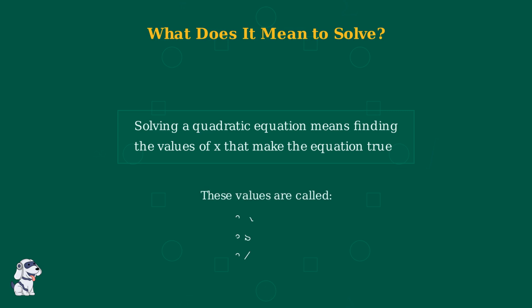These x values have several names. They can be called roots, solutions, or zeros of the quadratic equation. All 3 terms refer to the same thing: the values that satisfy the equation. Understanding quadratic equations is the foundation for learning the various methods to solve them. In the following sections, we'll explore 5 different techniques for finding these solutions.